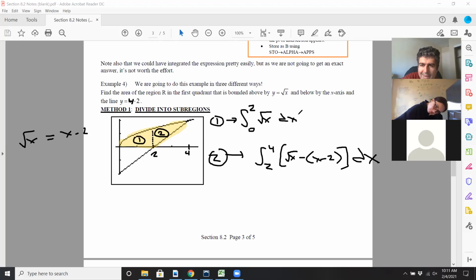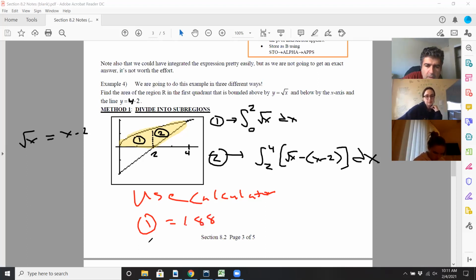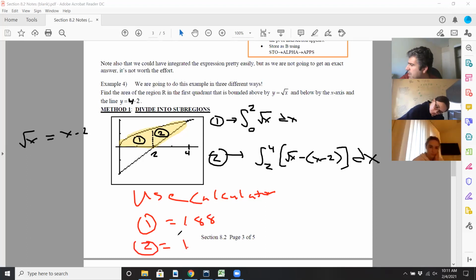And then you just use your calculator, work it out. I'm cool if you use a calculator at this point. Region 1, I think it's going to equal 1.88 something, I think. Region 2, I think it's like 1.44 something. Combined, I think we get about 3.333 repeating.